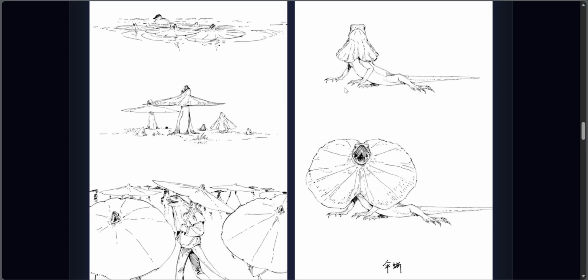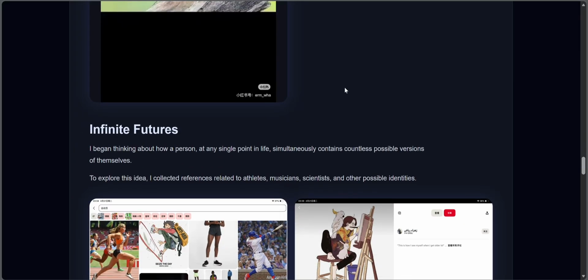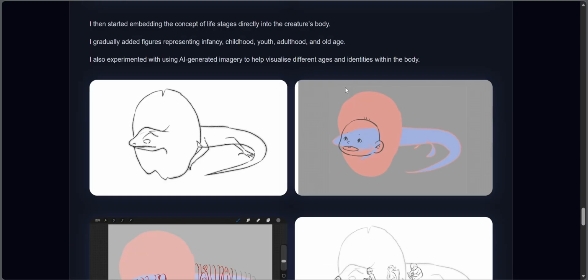The frill became like a fan of time, spreading outward from the body. It suggested memory, possible life paths, and different versions of the self. I also included figures from different stages of life, such as childhood, youth, adulthood, and old age.